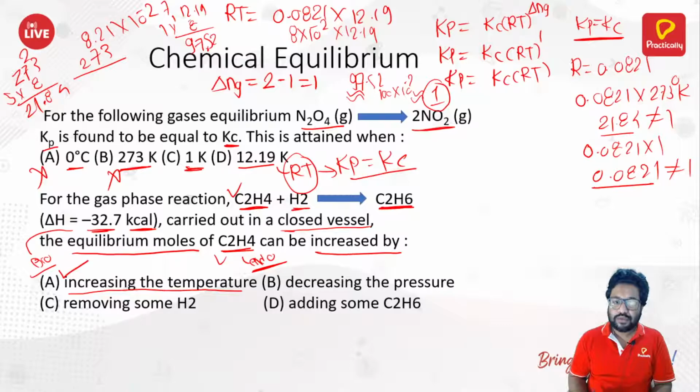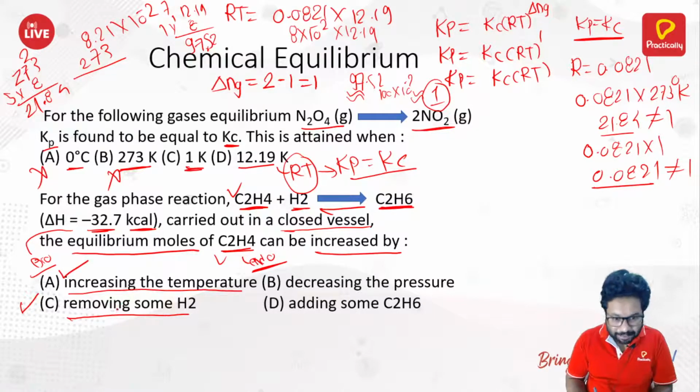That is for sure. Then removing some H2. If you remove some H2, the reaction will try to compensate by forming more H2, and in that process, more and more C2H4 will be formed. That means that is also the case. So removing some H2 will also help. A can make this happen. C can make this happen. Now, decreasing the pressure, will that help or not? See, when you increase the pressure, the reaction will try to go in that direction where the number of moles are less.